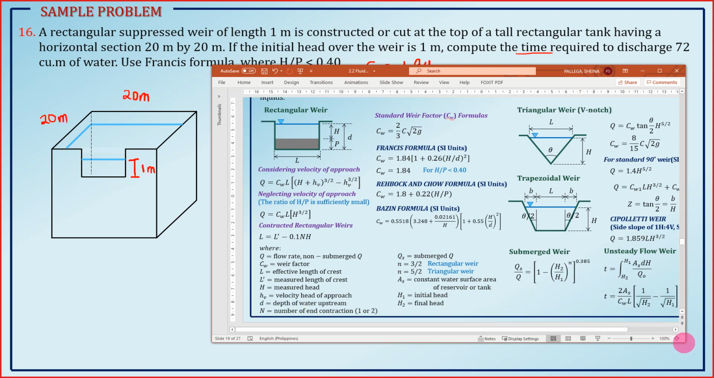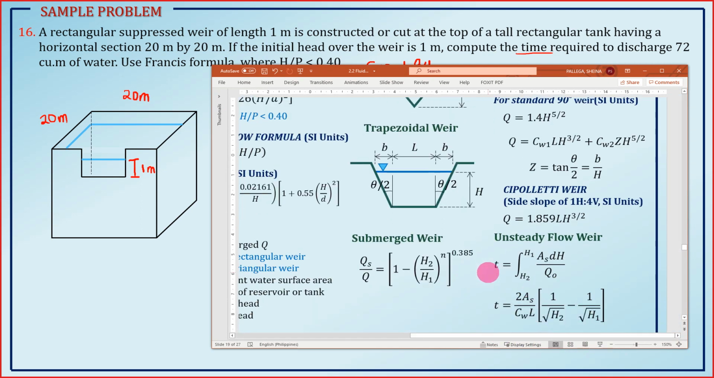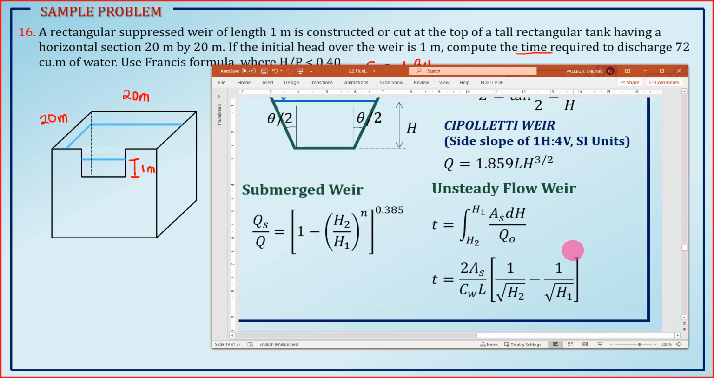Natin. So, number 4, the unsteady flow, meaning we have varying head, no? Nagbabago yung head natin. So, dito, ayan siya. So, we have these two equations. Isa yung integral, no, for the varying cross-section. Ito namang isa for a constant cross-section. So, alin kaya dito yung gagamitin natin?